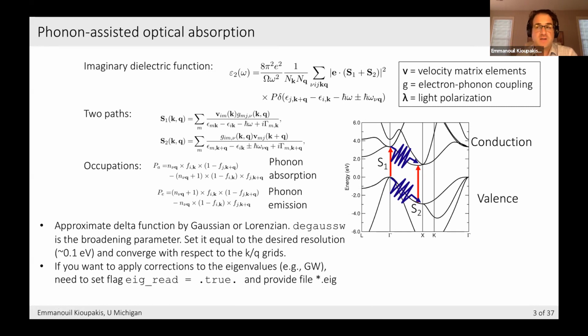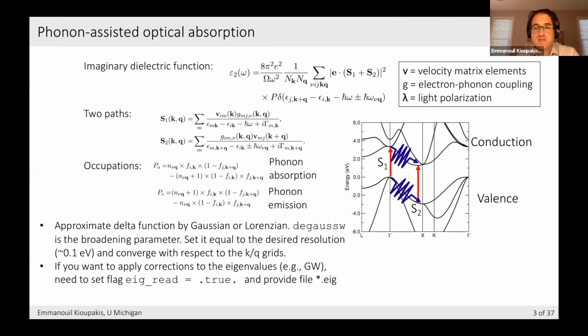The other thing you need to decide is whether you want to go with the DFT eigenvalues that come out from the code along with your linearization, or whether you want to replace them from another file. For example, if you have done a GW calculation, or say you have applied a correction to your eigenvalues, then you would set I grid equals true, and you need to provide a file that contains that. Many codes output it, like the BerkeleyGW code, which will create these files for you if you do your GW calculations this way.